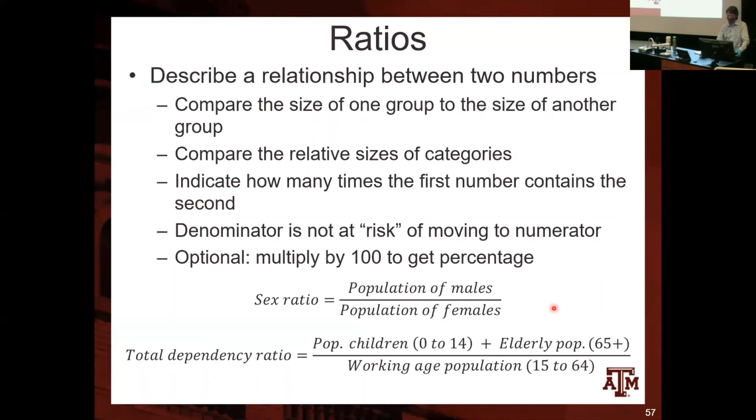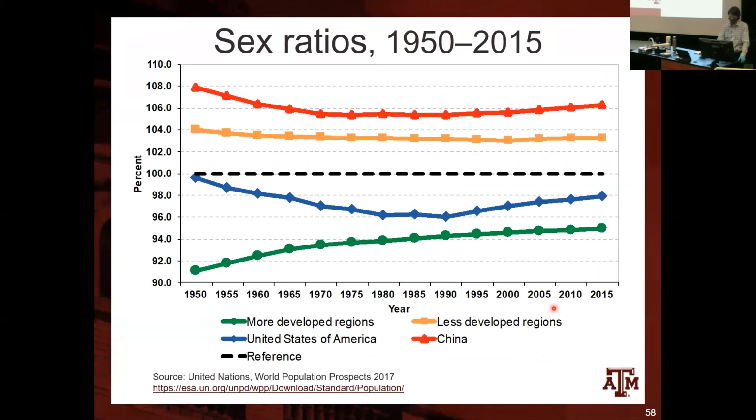So, examples of the sex ratio here. This is data that I got from the United Nations, from their data back in 2017. Here we have the world divided. We have the green line, the more developed regions, the more developed countries all grouped together; the less developed regions in orange; China in red; and the US in blue.